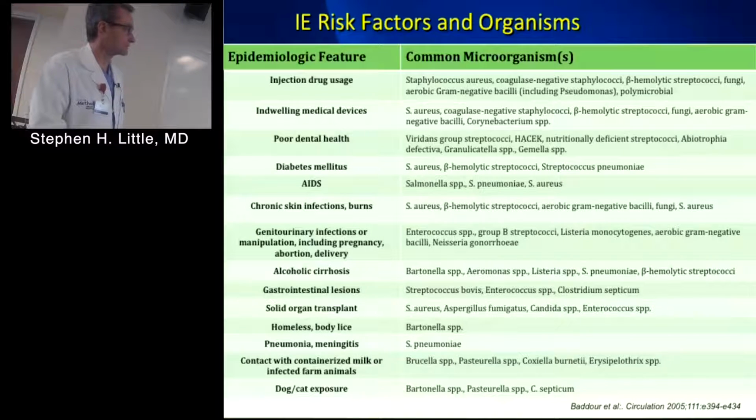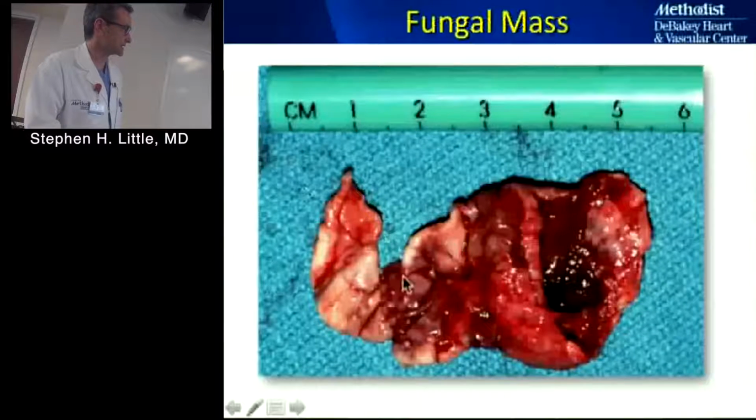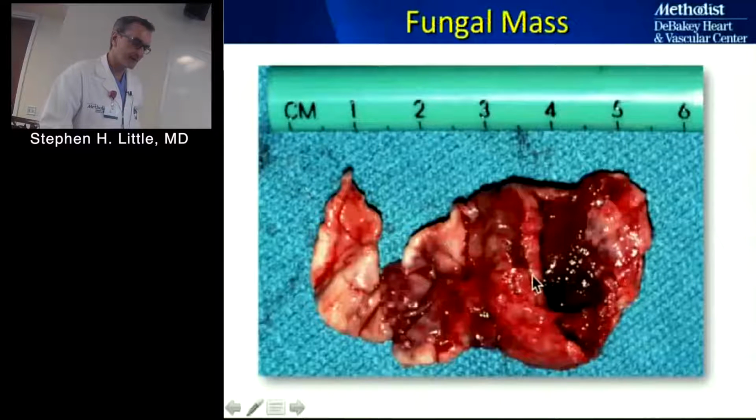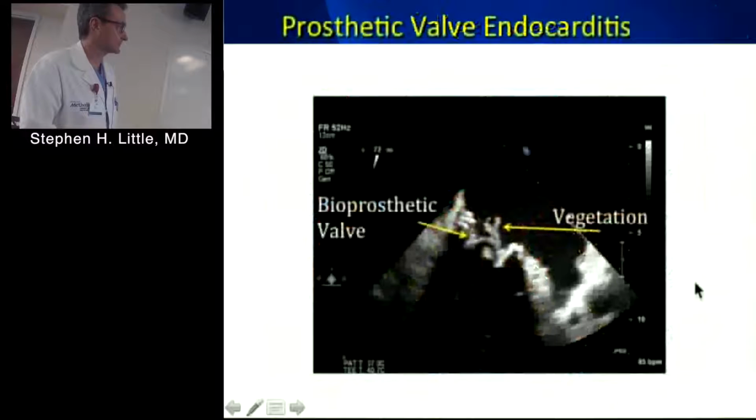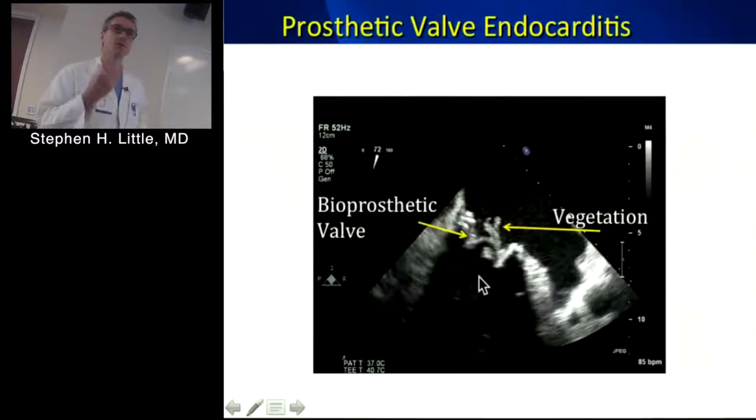It's an example of a fungal mass. They can grow enormous. This one's 5.5 centimeters, not stretched out, so they can get really big. We'll talk a little more about prosthetic valve vegetation. So this is a bioprosthetic mitral valve. The veggies can be on the struts, on the sewing ring, or on the prosthetic leaflets. They can really be anywhere, and we've seen every version of that.